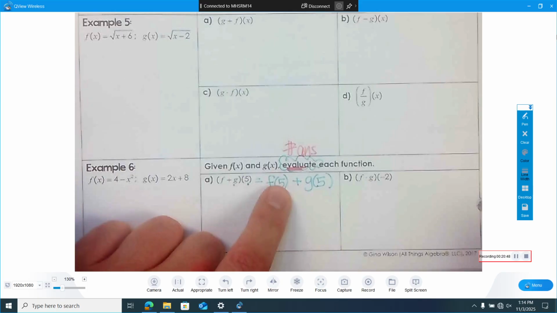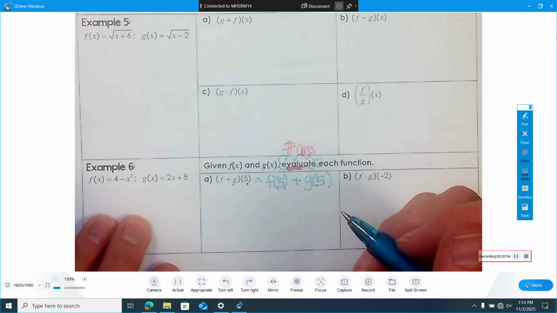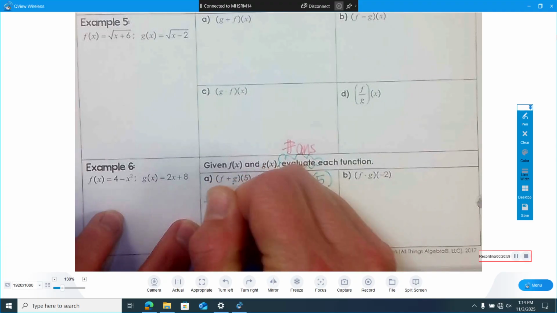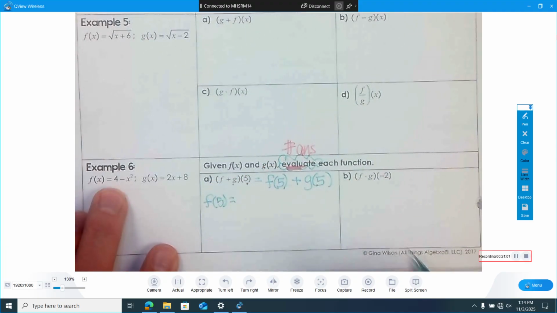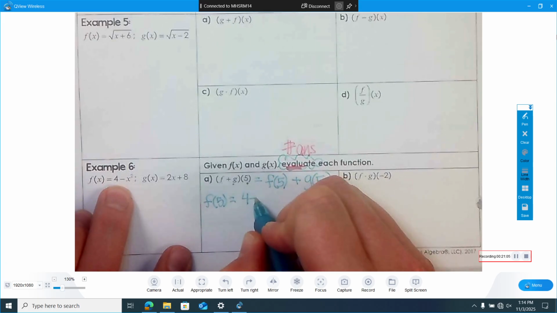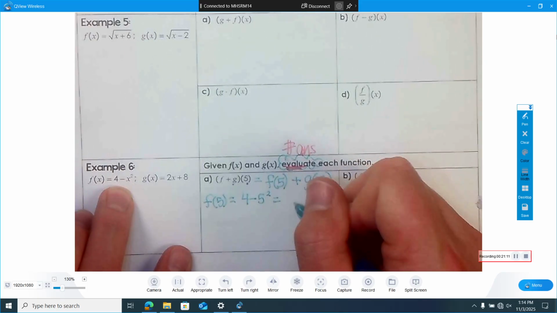All right, what does it want us to do with the 5? Yeah, change all the x's to 5s. So let's see, I guess I'm going to do this in 2 steps here. I'm going to just figure out what f of 5 is. What is f of 5? F of 5 says replace the x with 5s. So 4 minus 5 squared. That's 4 minus 25. What's 4 minus 25?